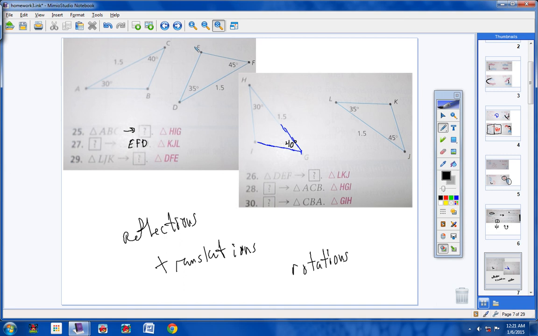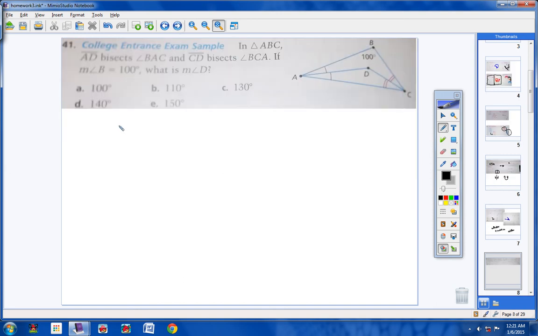Alright, let's continue on. Let's look at a couple college entrance exam questions. Now, in triangle ABC, AD bisects BAC, CD bisects BCA, if measure of angle B is 100, what is the measure of angle D right here? Now, students, please think about this. Look, pretend that this point right here started up here. Okay? ADC. And as I move this point down and keep pushing, eventually this point right here, point D, is going to fall right on top of this.